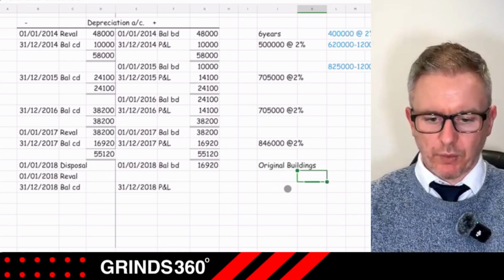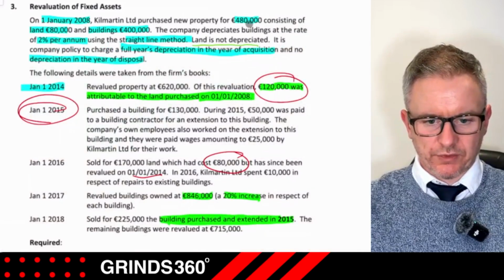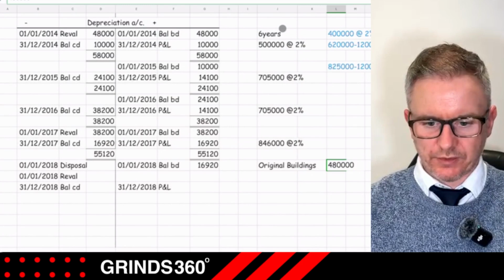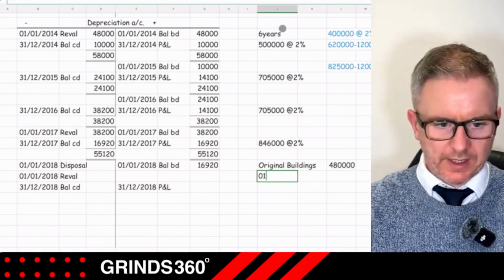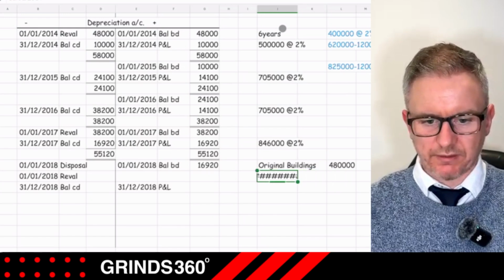Let's just think about what happened with those. So we got those and they had cost us 480,000. So the original buildings came in at 480,000 euro. Very quickly then we decided to revalue them. Well, not very quickly actually, it was in 2014 we decided to revalue them.